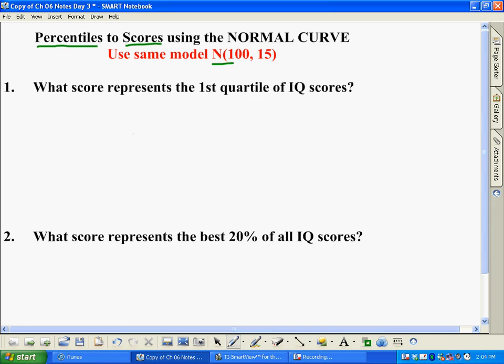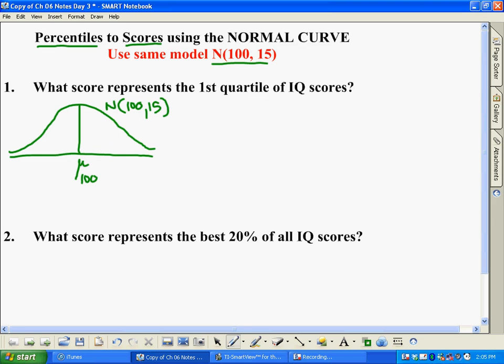So we're going to use the same model here for IQ scores, where the mean is 100 and the standard deviation is 15. So I'm going to go ahead and draw my normal curve like we were doing before. So here's my normal curve sketch. My mean's at 100. I write in normal 100 comma 15 to illustrate which curve I'm using here.